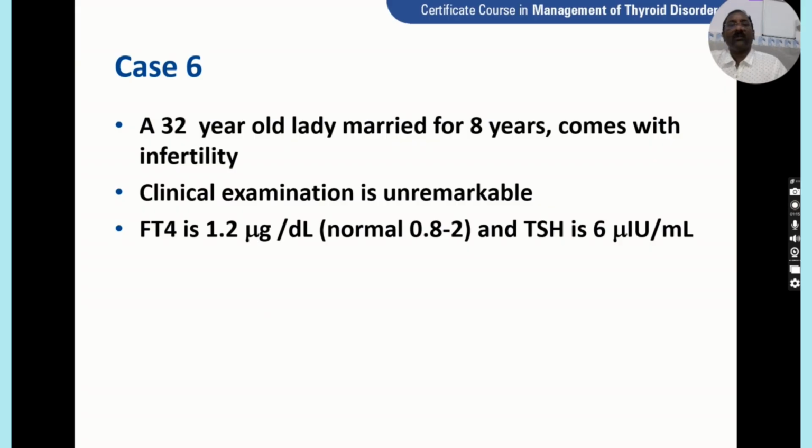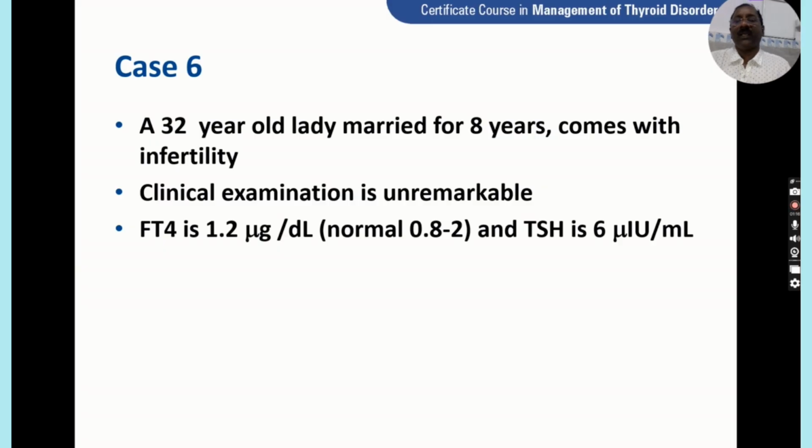Okay. A 32-year-old lady, married for 8 years, comes with infertility. Infertility is very, very common with thyroid disorders. Clinical examination is unremarkable. Free T4 is 1.2 micrograms per deciliter. Normal is 0.8 to 2. TSH is 6 micro international units per ml. So what is the case here? Is it hypothyroidism?